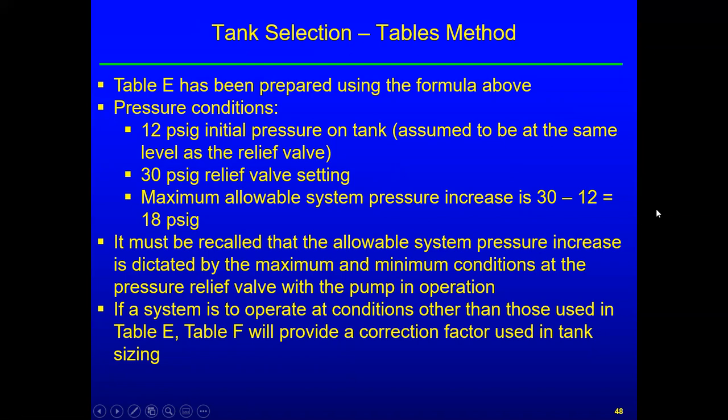We've got a 30 PSIG relief valve setting, which means the maximum allowable system pressure increase is the difference, or 18. It must be recalled that the allowable system pressure increase is dictated by the maximum minimum conditions at the pressure relief valve with the pump in operation. Okay, because when you're running the system, the pump's going to have to run. If a system is to operate at conditions other than those used in Table E, Table F will provide a correction factor for us.